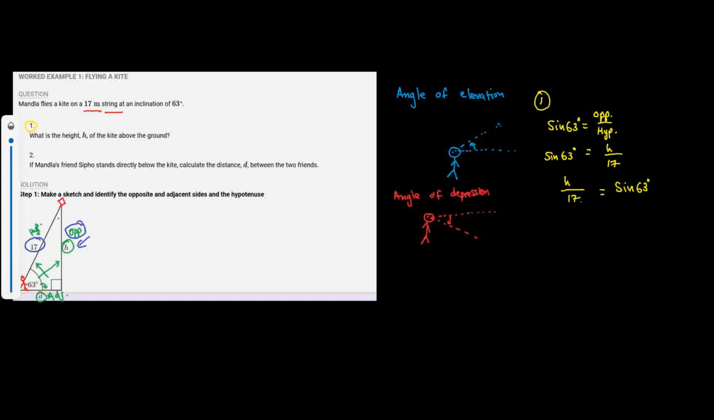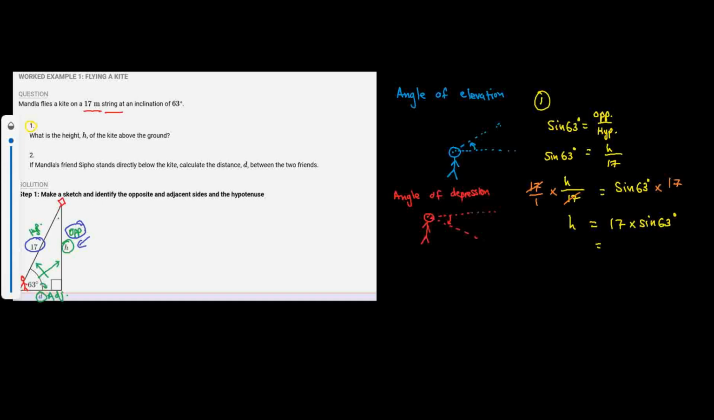How can I get rid of this divided by 17? Because h over 17 means h divided by 17. What's the inverse operation of division? It should be multiplication. So to get rid of 17, you need to multiply both sides by 17 over 1. So the 17s divide off one time. I'm left with h. So I have h is equal to 17 times sine 63 degrees.